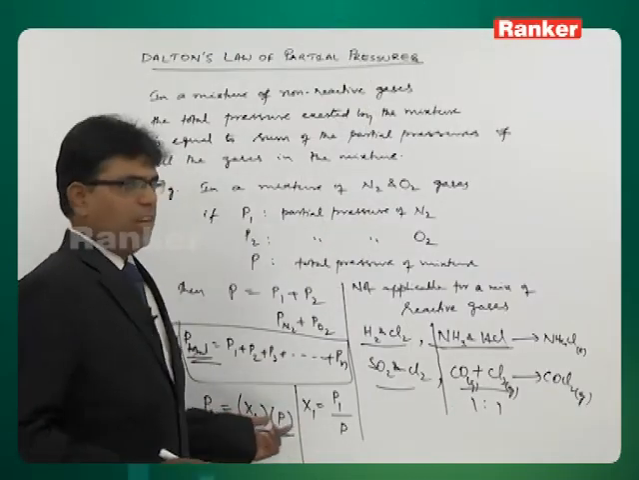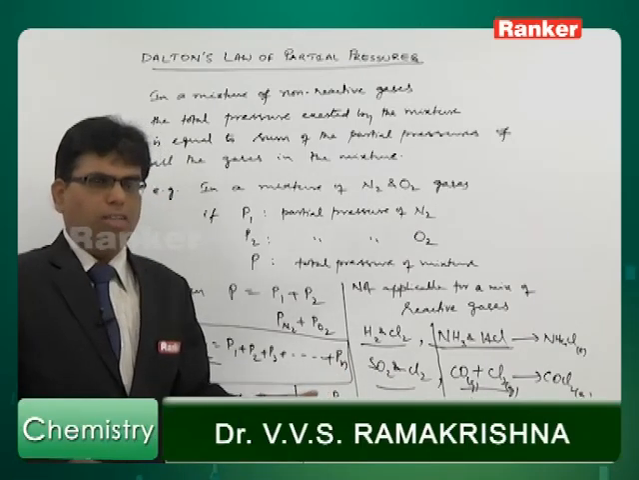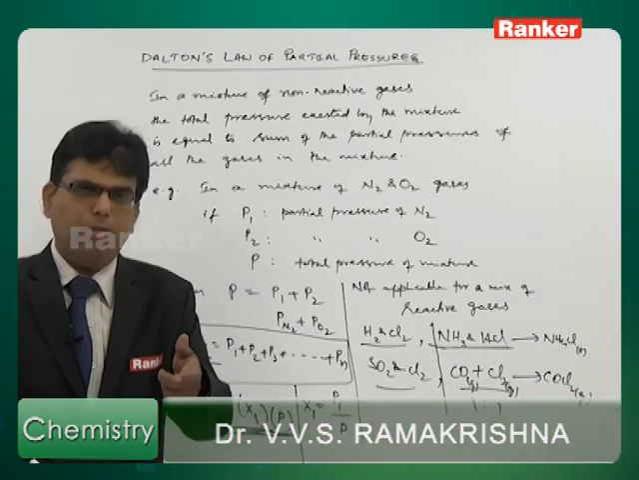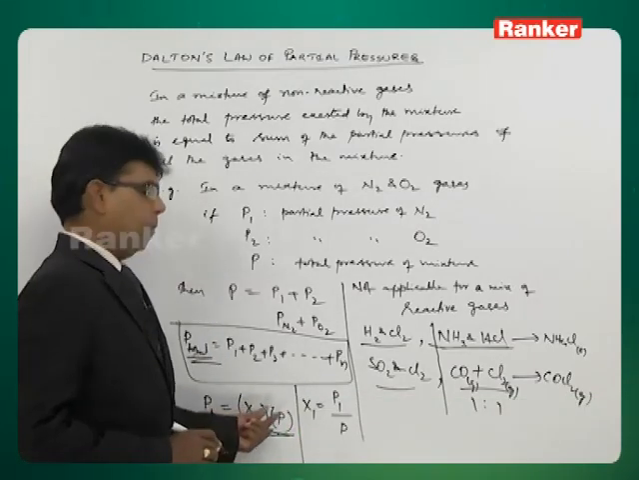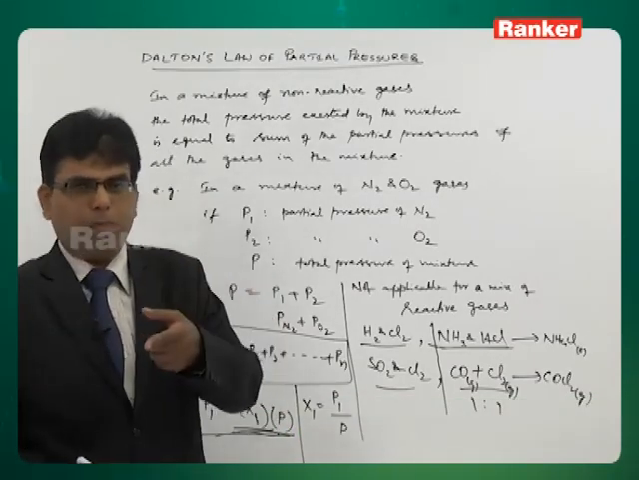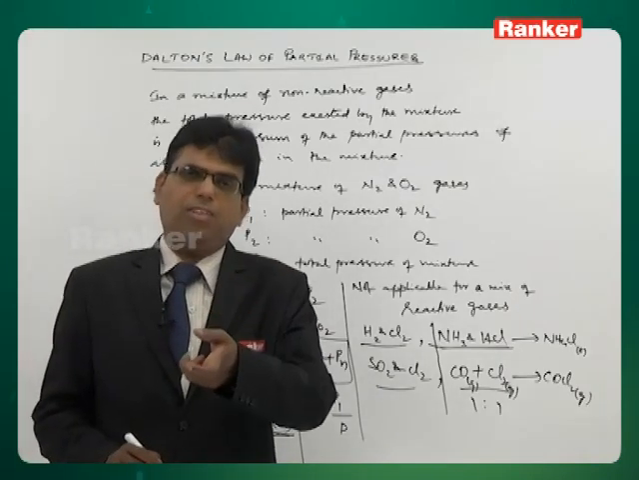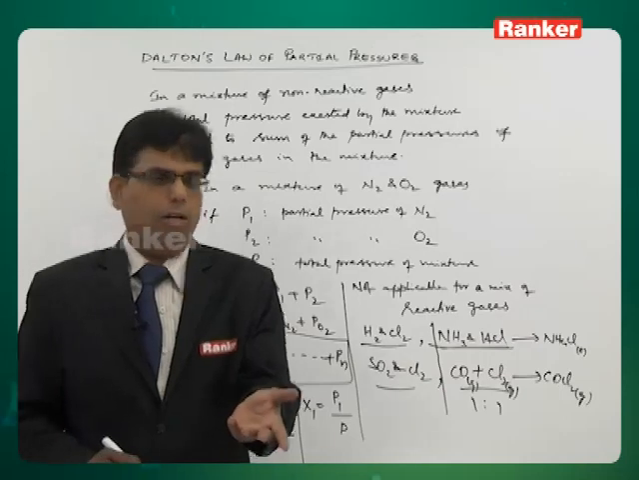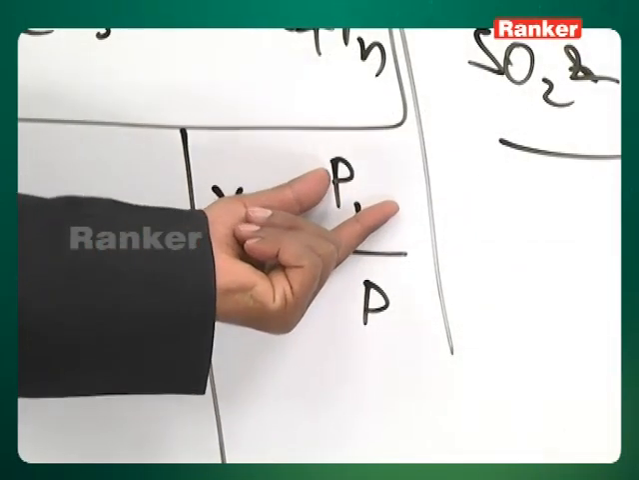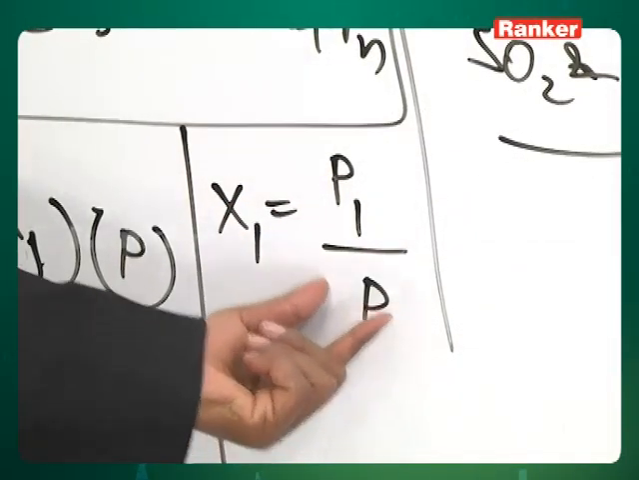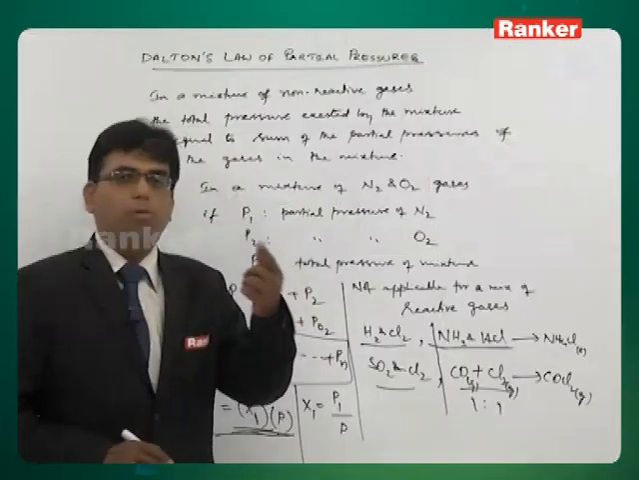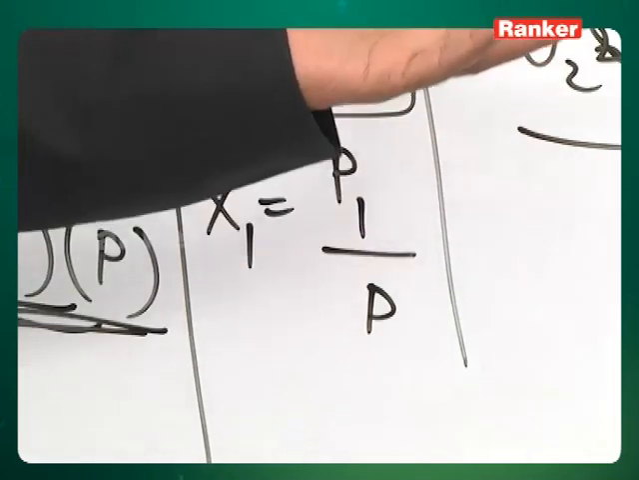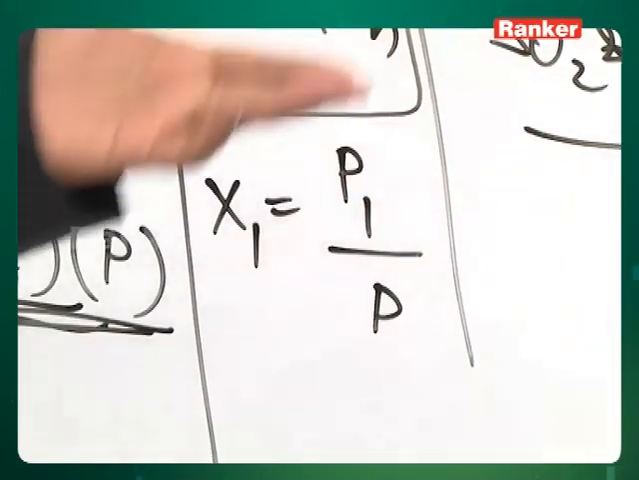So, if the mole fractions of each component are known, then we can determine the partial pressure of each gas as well as the total pressure in the mixture. Or if you know the partial pressure of each gas, obviously we also know the total pressure, because the sum of all of them is the total. So, the partial pressure of one component divided by the total pressure will give you the mole fraction of that particular component in the mixture. This is the simple way that we deal with Dalton's law of partial pressures.